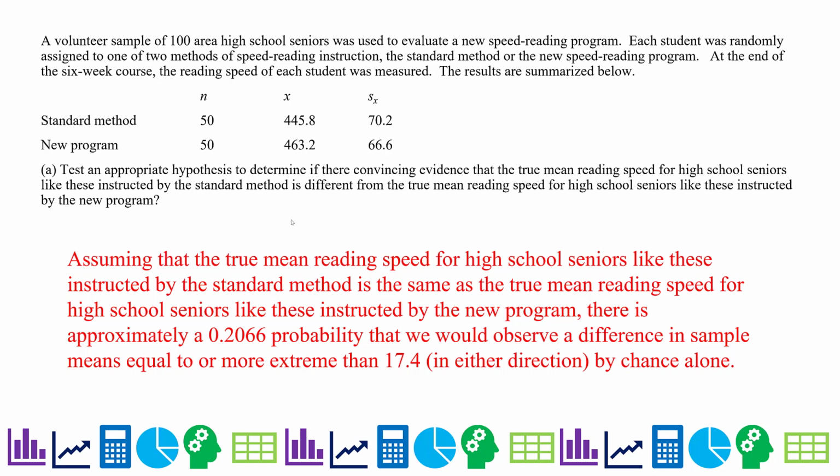Here I'm interpreting the p-value. Sometimes you might be asked to interpret it. I really didn't ask it on this question, but let's go over the interpretation. What is 0.2066? Because one of the things you struggle with is what the heck is a p-value. Well, if the true mean reading speed was the same for both programs, the probability of getting a sample this or more extreme is 0.2066. So it's not that unlikely, and that's why we fail to reject.